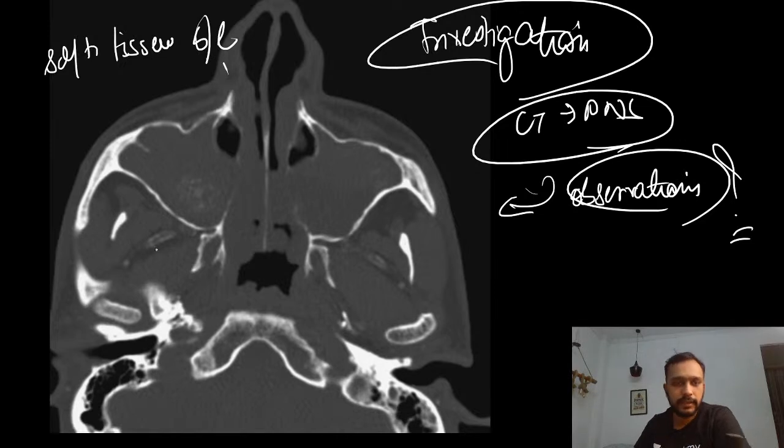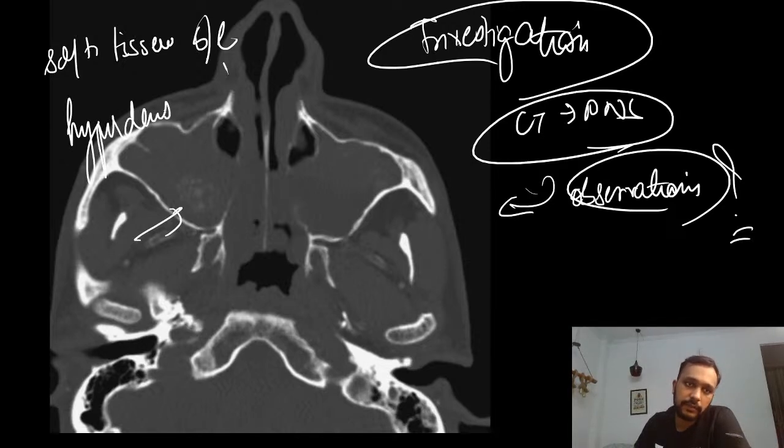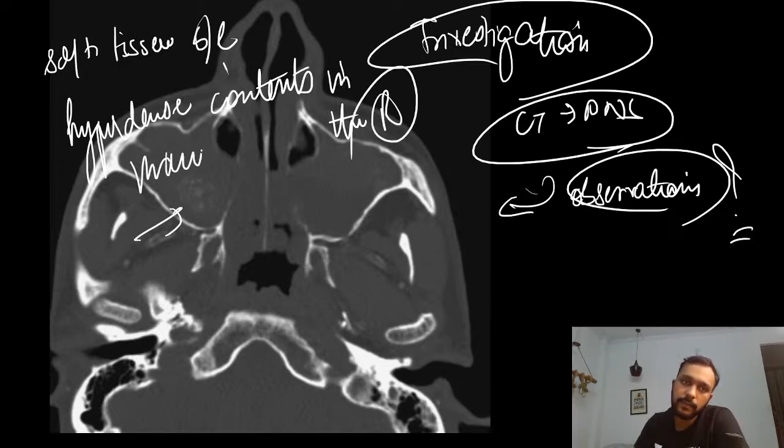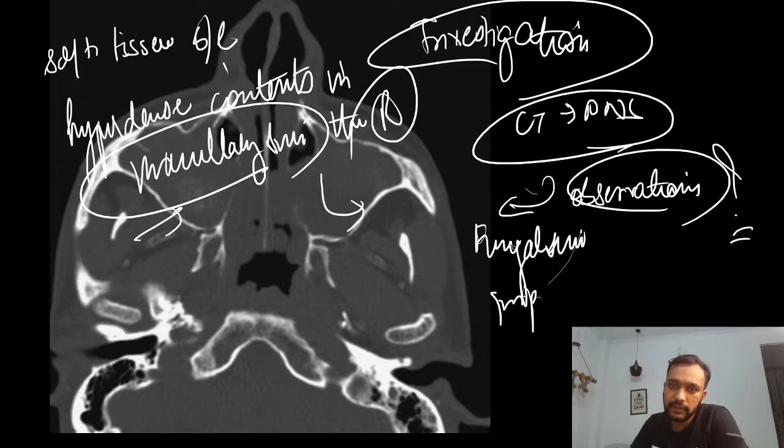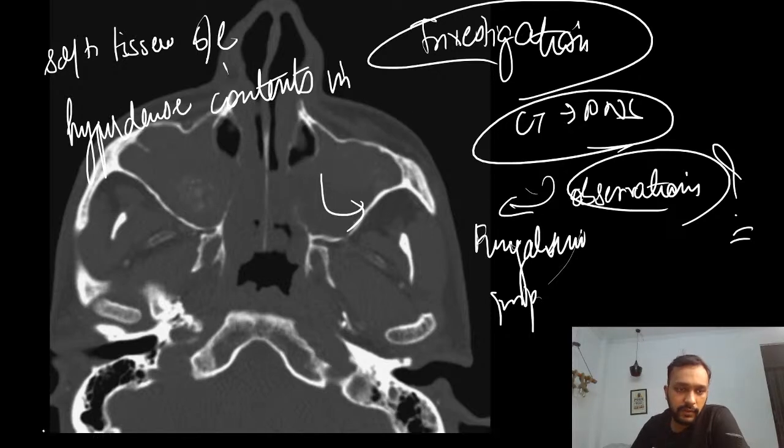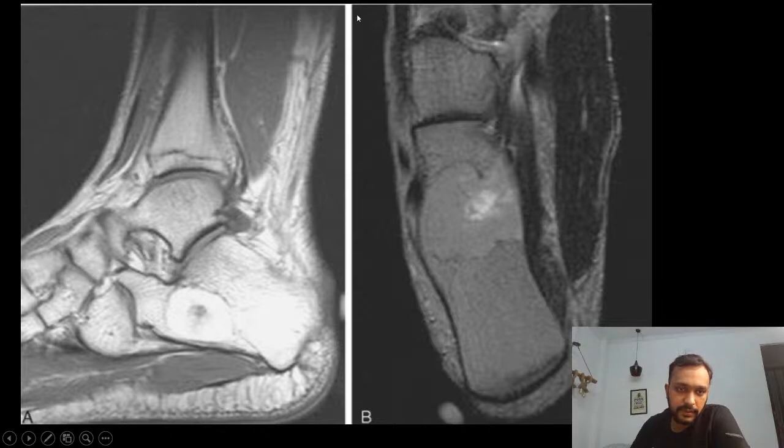Guys, you can see that there are hyperdense contents in the right maxillary sinus. There are two very important differentials, that is your fungal sinusitis, and the other is your inspissated secretions. Also, you can have hyperdense contents. So this was a case of fungal sinusitis. Okay, fungal sinusitis.